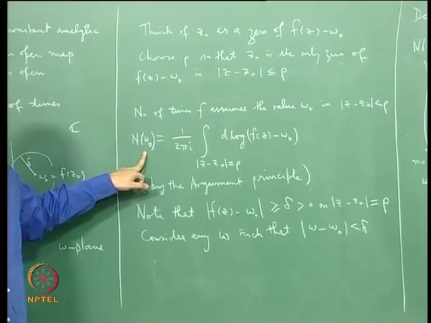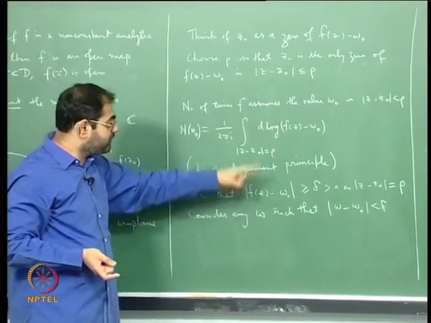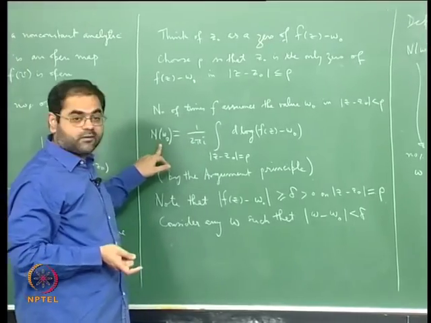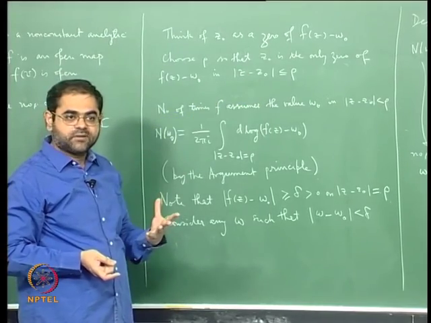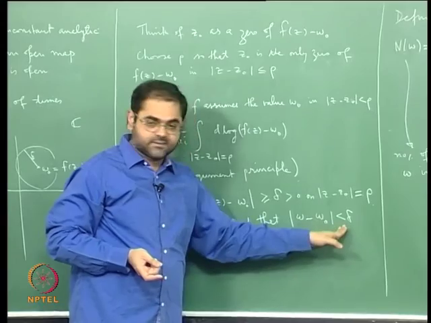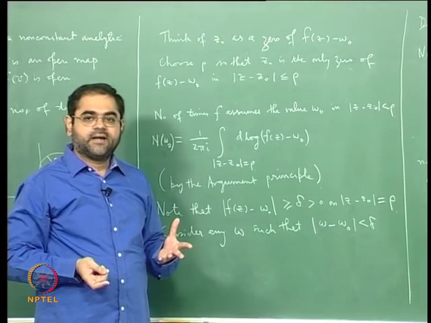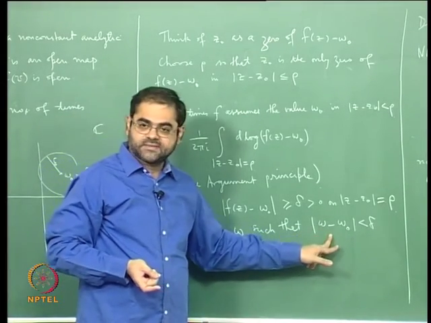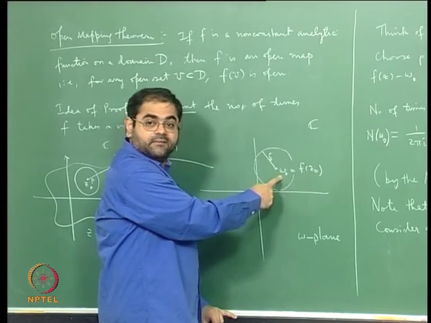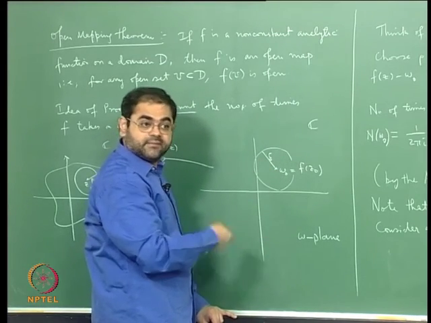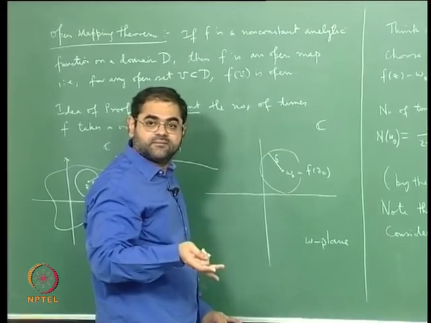But then what does that tell you? It tells you that if f assumes the value w naught n of w naught times, then f assumes every other value w the same n of w naught times in this disk mod z minus z naught less than rho. What this tells you therefore is that this whole disk is in the image, and that is a proof that the image contains an open disk. So if you take a point w naught in the image, then you get a whole disk centered at w naught in the image, and that is exactly saying that every point in the image is an interior point of the image, and that means that the image is open, and that is the proof of the open mapping theorem.